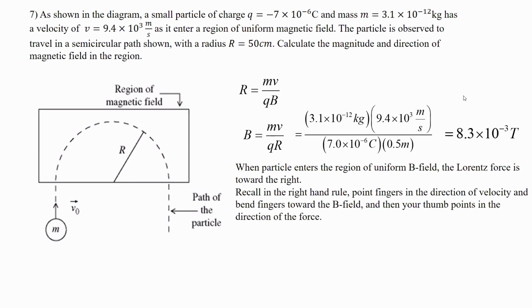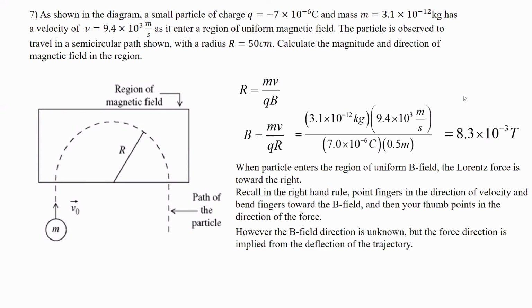So, as I just pointed out, with the right-hand rule you point fingers in the direction of the velocity and bend the fingers toward the magnetic field, and then your thumb points in the direction of the force. But the magnetic field direction is unknown. The force direction is implied, though, from the deflection of the trajectory, that it's toward the right.